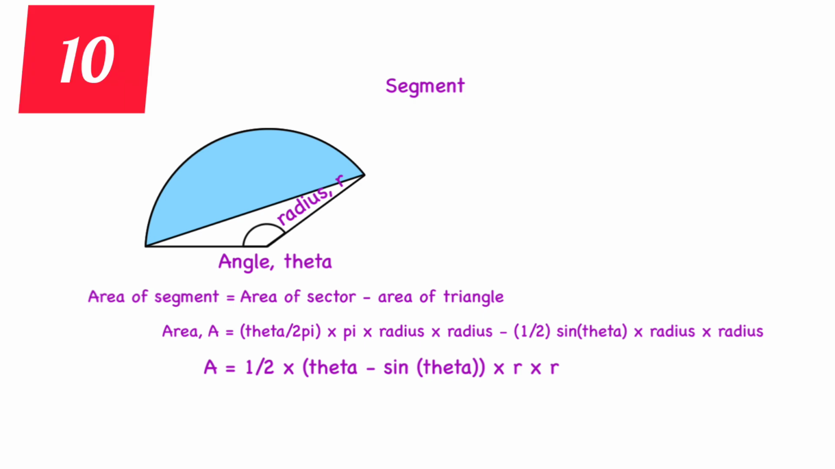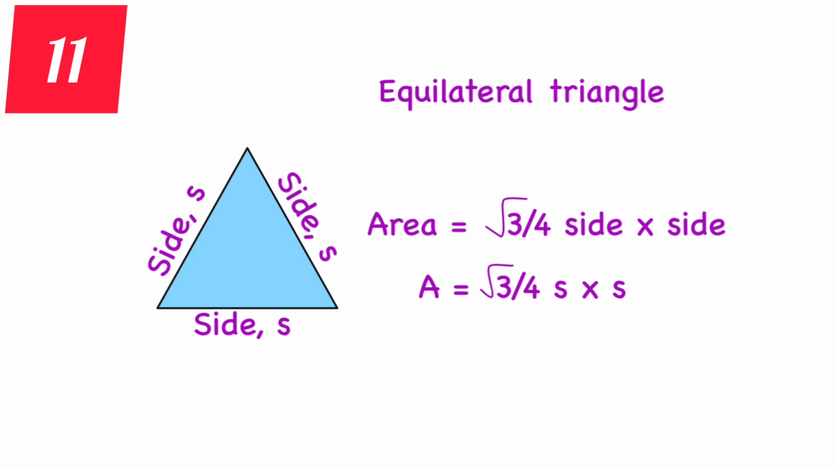A segment of a circle is a piece of a circle cut out by a chord of that circle. By joining the endpoints of the chord to the center of the circle, we get a sector that comprises the segment and a triangle. The area of the segment is the area of the sector minus the area of the triangle. Substituting with their formulae and simplifying, we get the area of the segment to be half of theta minus sine theta multiplied by r squared.